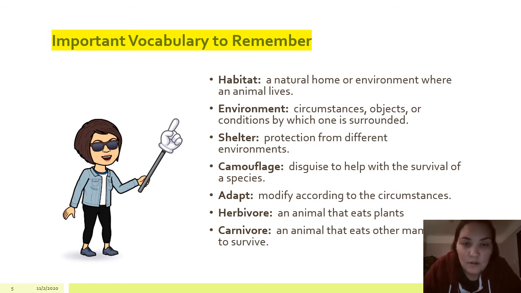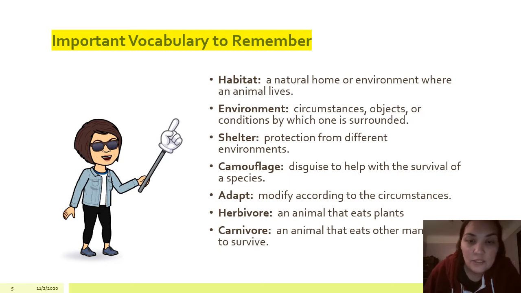Adapt is another word, which means modifying according to the circumstances. So when we're cold, we adapt by putting on a jacket, right? Animals have to adapt a certain way too. And you'll see some examples of how animals have adapted to their environments, whether it's in a hot area or a cold area. They've all had to adapt to their own environments.